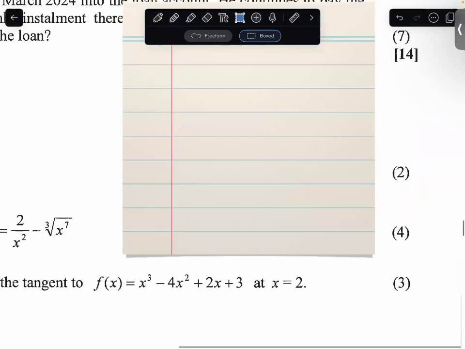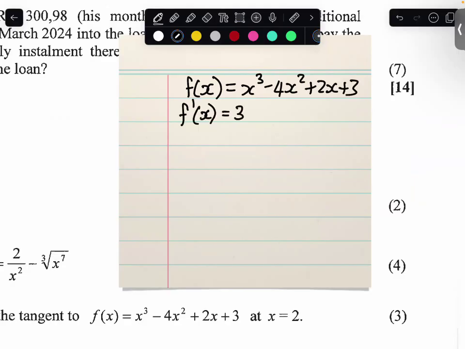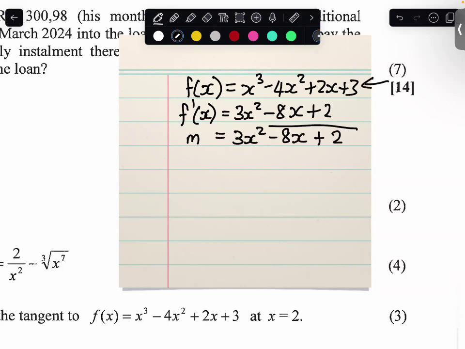So all we're going to do is apply our first tangent theory, which says find the derivative of f of x first. So we have f of x, it's this. Then find the derivative, f prime x. That's going to give me 3x squared minus 8x plus 2. This derivative stands for the gradient. It's a gradient formula for any tangent at any place on this curve.